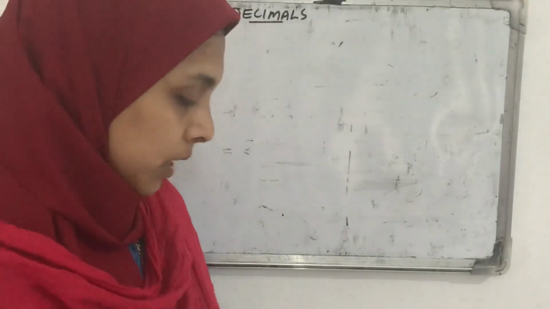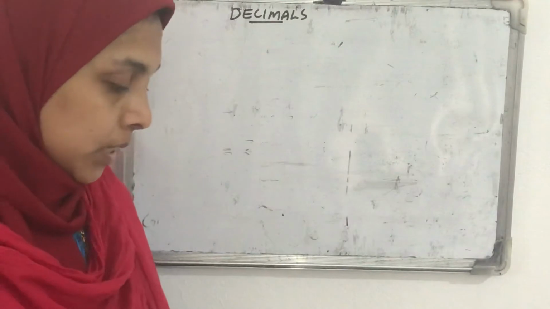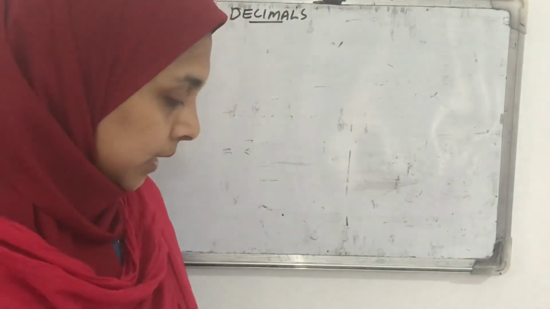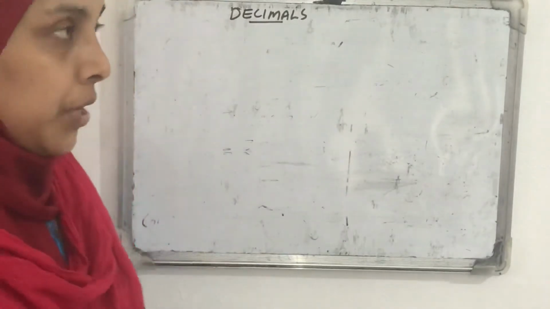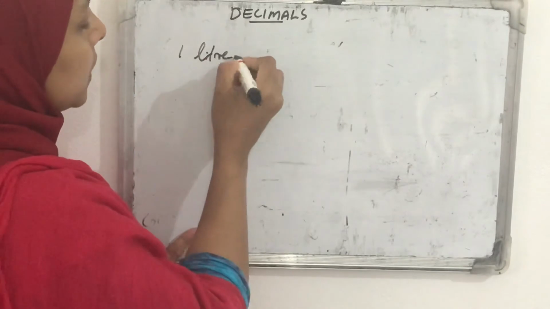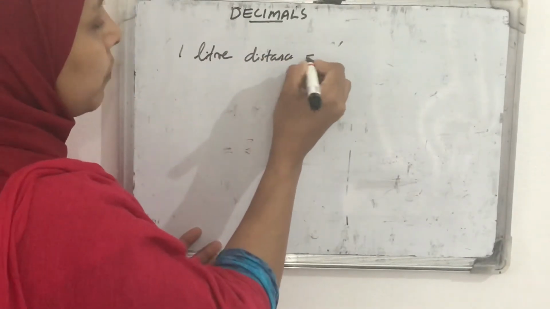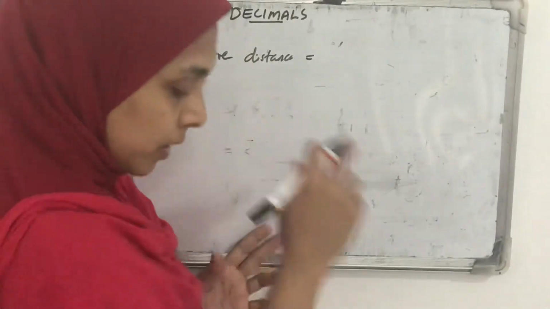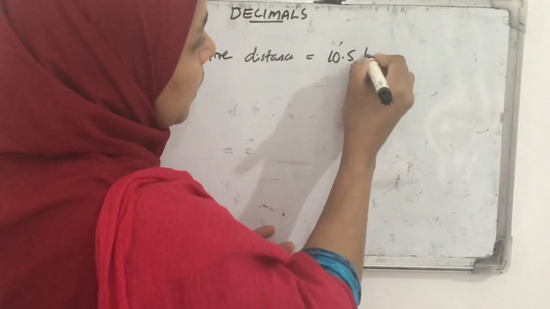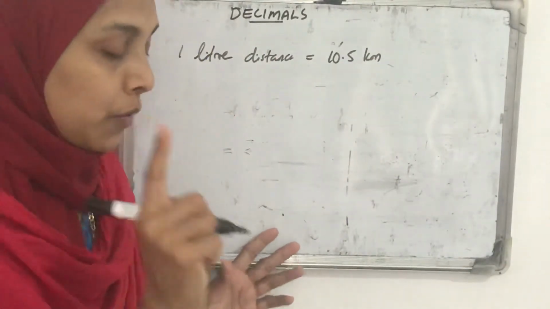So how can we start? All of you read the question at least two times. Then how can we write the solution? First we write the distance travelled using 1 liter. Using 1 liter of petrol, how much distance can she travel? The distance travelled is 10.5 kilometers. She can travel 10.5 kilometers using 1 liter of petrol.